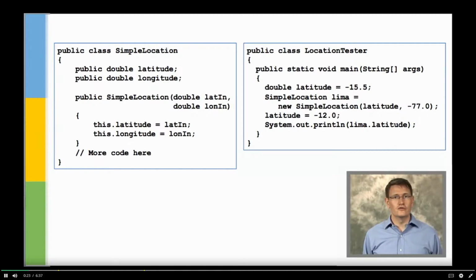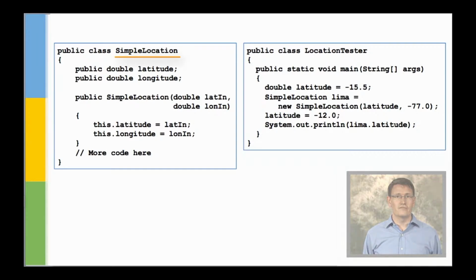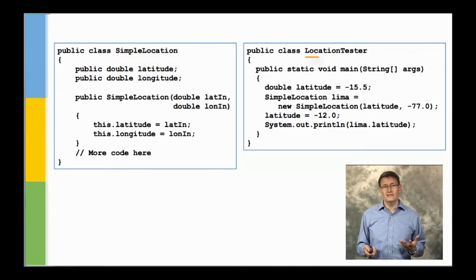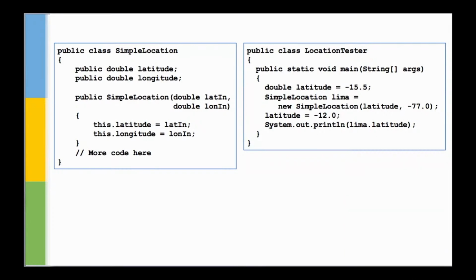So the question here is going to involve essentially two classes. You've been working a great deal with simple location, and we're going to keep using this class, and that's the one on the left. We've got a tester class on the right, and that tester class has a main method. It's within this main method where you're going to see a number of things get declared, and then something get printed. The big question is, what gets printed?